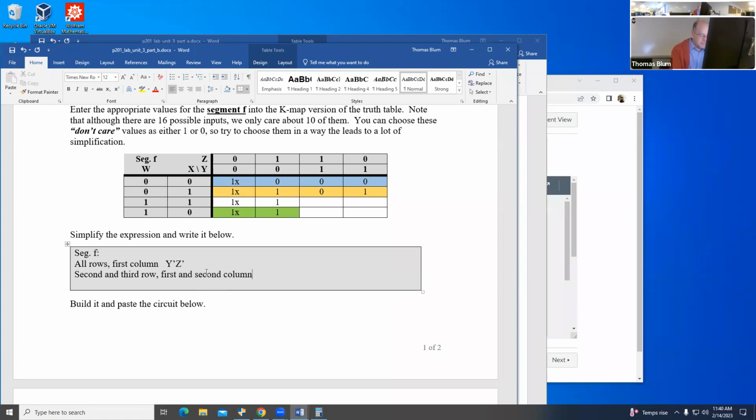And what is that? I'm going to add that. So I'm here. For those two middle rows, W changes, so I throw it away. X is always a 1, so I'm going to keep it. It's going to be an X. Y in these first two columns is 0 in both cases, so I'm going to keep it. The Z changes, so I'm going to throw it away. So I'm going to keep X and Y. X is 1, Y is 0, so it's XY prime.